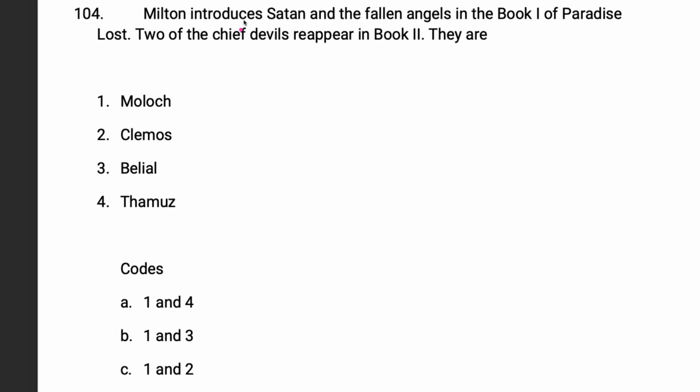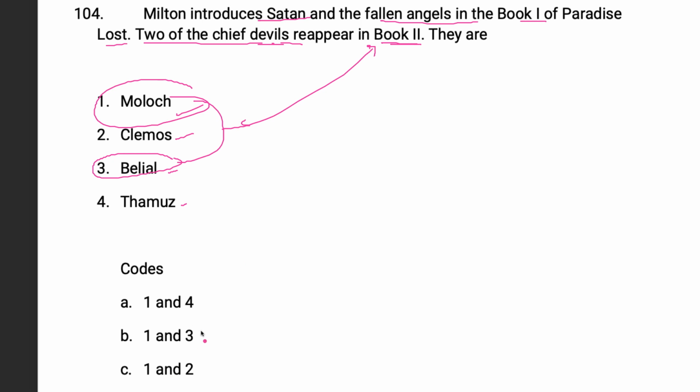Milton introduces Satan and the fallen angels in Book 1 of Paradise Lost. There is a description of hell and how the angels have fallen along with Satan, and a description of all the major characters or major angels. Out of these devils, two reappear in Book 2. Who are they? Moloch, Chemos, Belial and Tammuz. They are Moloch and Belial. These two reappear in Book 2 as well. The answer is B, 1 and 3.